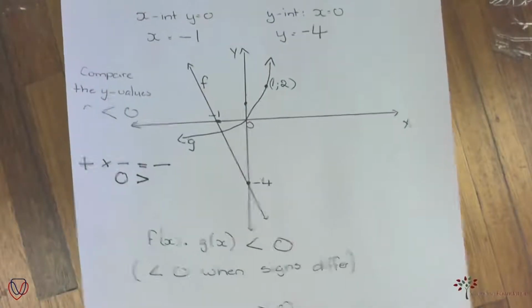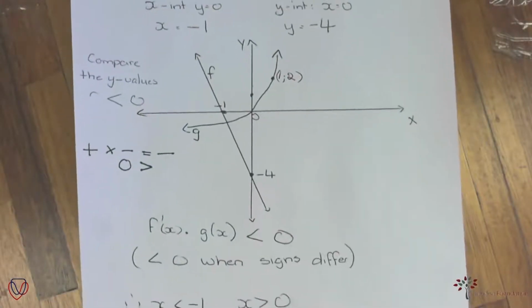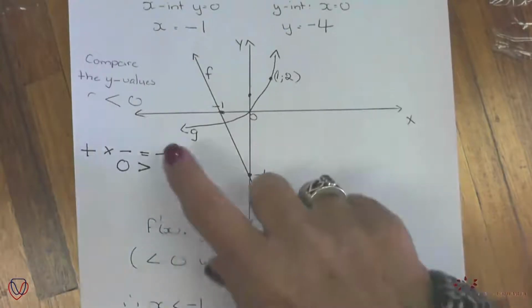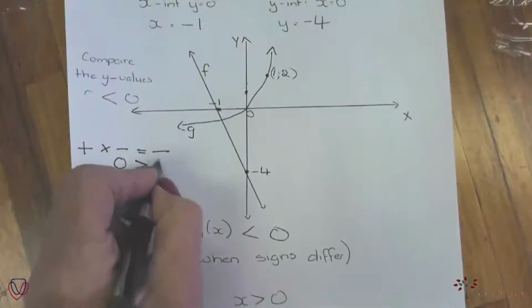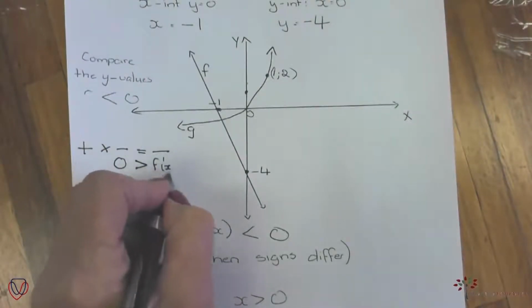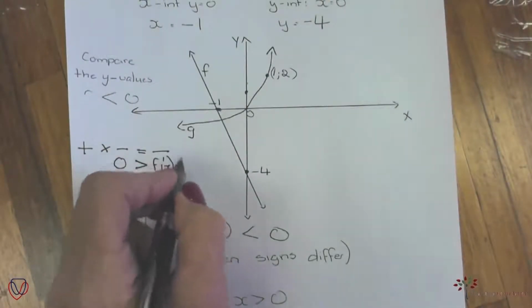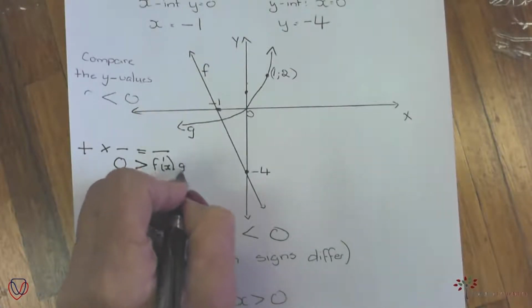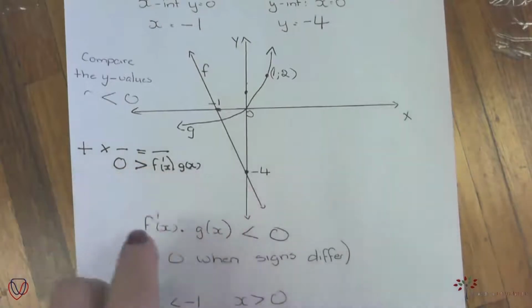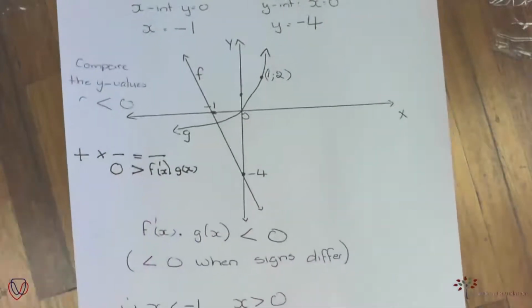Is it right now, the 0 there? I hope so. The graphs, yes, the product, the g(x) times the first derivative of f(x) will be smaller than 0.